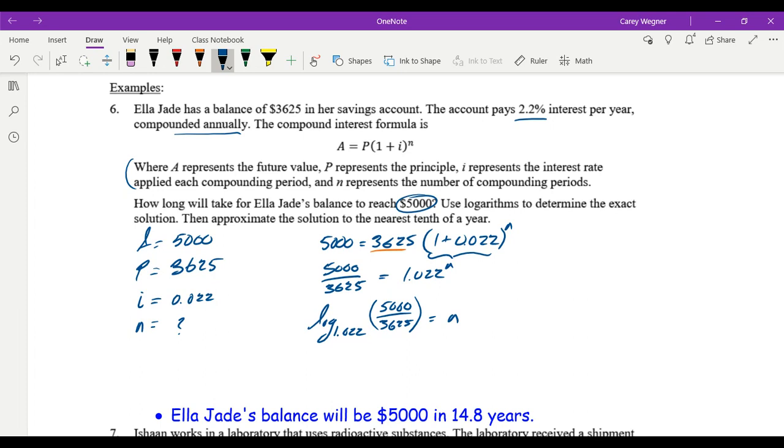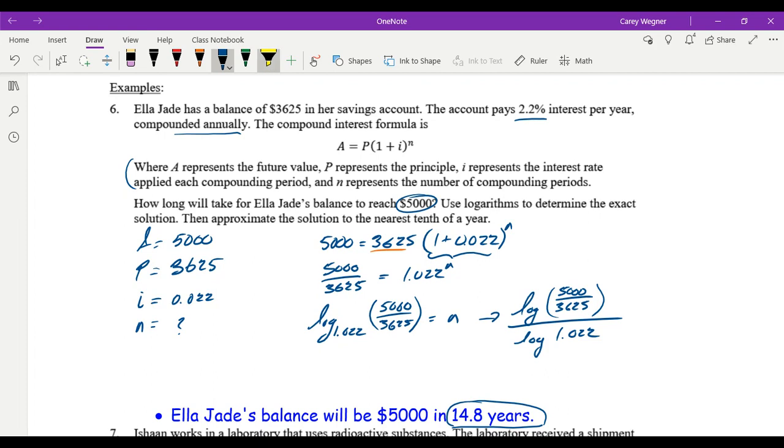So again, if your calculator can work in a base other than base 10, you can plug this in just as it is, or I can use the change of base rule to say that my n value will be the log of 5,000 divided by 3625 all over the log of 1.022. Either way, as you can see, we are going to get an answer of 14.8 years.